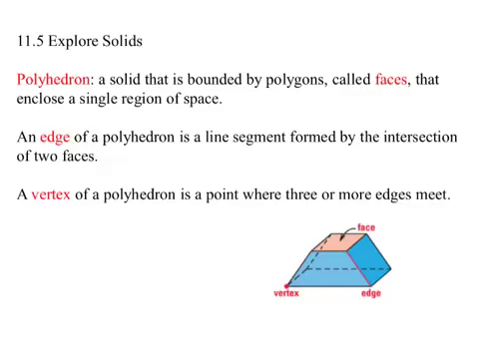11.5, exploring solids. Vocabulary to start out. First of all, a polyhedron. A polyhedron is a solid that is bounded by polygons called faces. You see the faces right here. So each one of these faces, so here's a polyhedron.